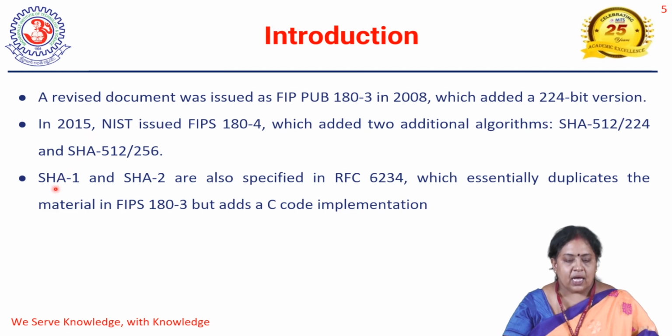SHA-1 and SHA-2 are also specified in RFC 6234, which essentially duplicates the material in FIPS 183 but adds a C code implementation. That's a brief introduction of SHA and how it was published. SHA is a secure hash algorithm which is the most popular hash function. First it was published in 1993, later revised in 1995, then in 2002, then in 2008, and finally in 2015.